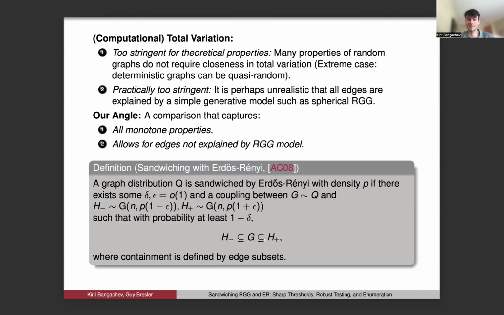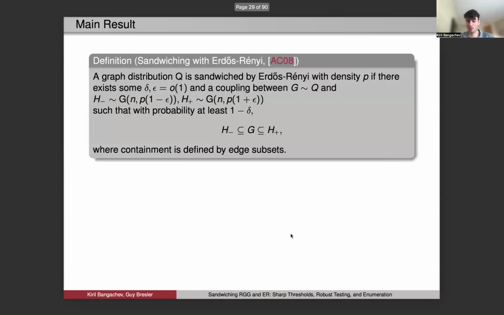You can already see that such a comparison would address the desiderata, and part of why is that first we have this monotonicity in terms of edges, so we will be able to say something about monotone properties. And also note that there is no requirement on the edges between H minus and H plus, right? We have those two Erdos-Renyi graphs which sandwich our distribution, but what exactly is in the sandwich between H minus and H plus? We have no requirements. So such a comparison is the main claim of our work.